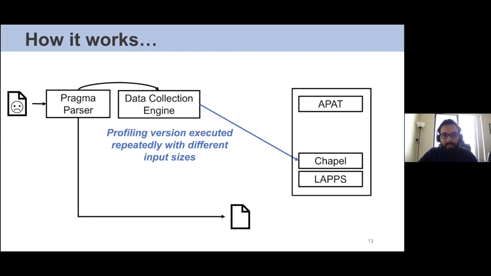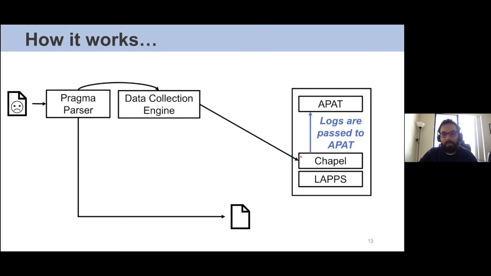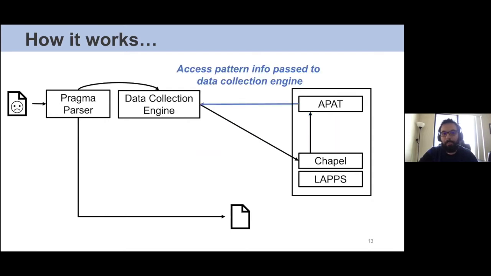So with these executions, because it's profiling source code, every time you run, you generate some logs, and those logs are passed to APAT. And when APAT parses those logs, it generates some access pattern information, which is just a mathematical representation of which parts of arrays are accessed. And again, this is just a detail that I'm just glossing over. I can talk more about it.